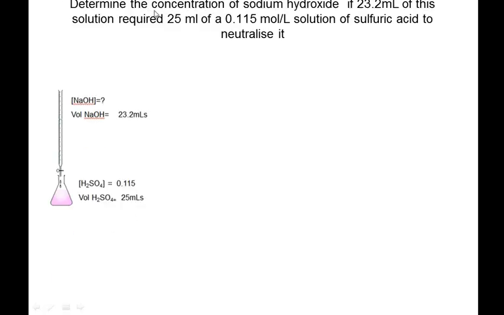Okay, the titration calculation. Titration is a practical method to determine the concentration of an unknown. The recipe for success is to make sure you put your information from the question on a diagram. Titration requires a burette and a conical flask. Let's just check we have our information in the correct spot.